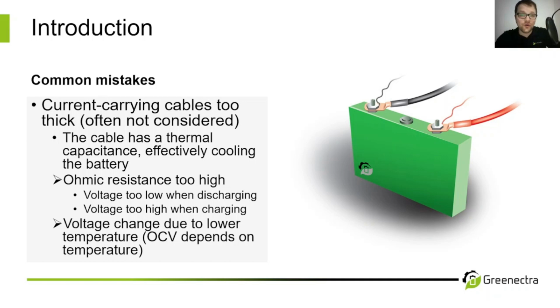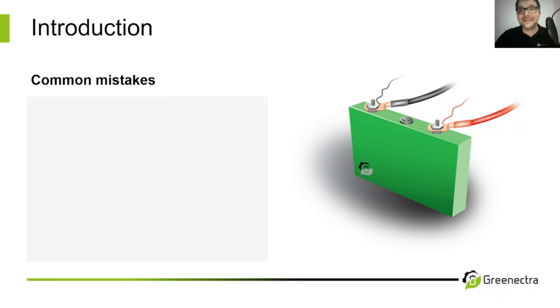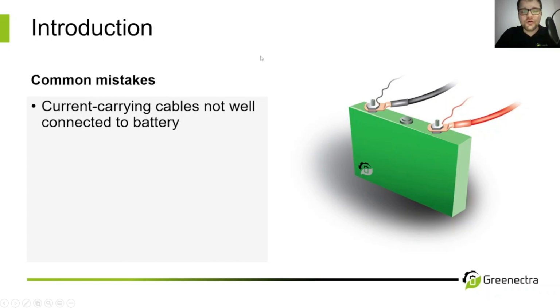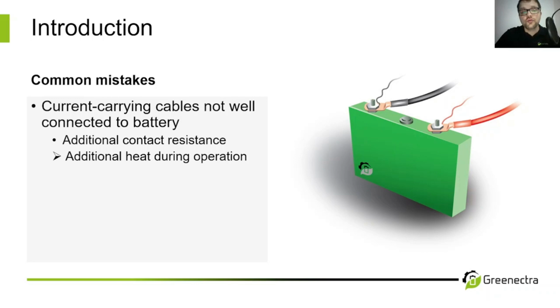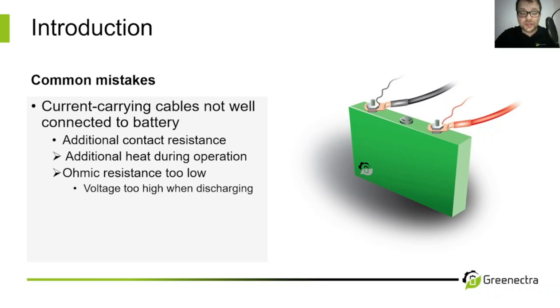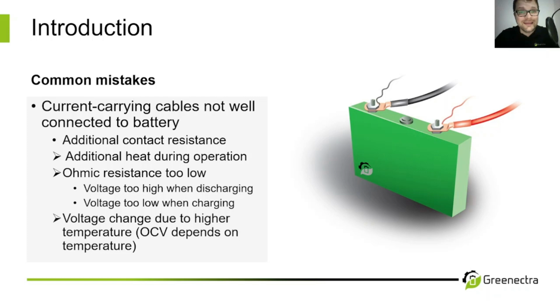The final mistake, which I want to discuss at that point, is current carrying cables being not well connected to the battery. And this is a very, very common mistake. I can tell you I did it myself. The suboptimal connection between the current carrying cables and the battery cell leads to an additional contact resistance. An additional contact resistance leads to additional heat development during the operation of the battery cell. As a result, the ohmic resistance is going to be too low, and the voltage is going to be too high when discharging and too low when charging the battery. Finally, you guess it? Yes, there is once again the influence of temperature on OCV.